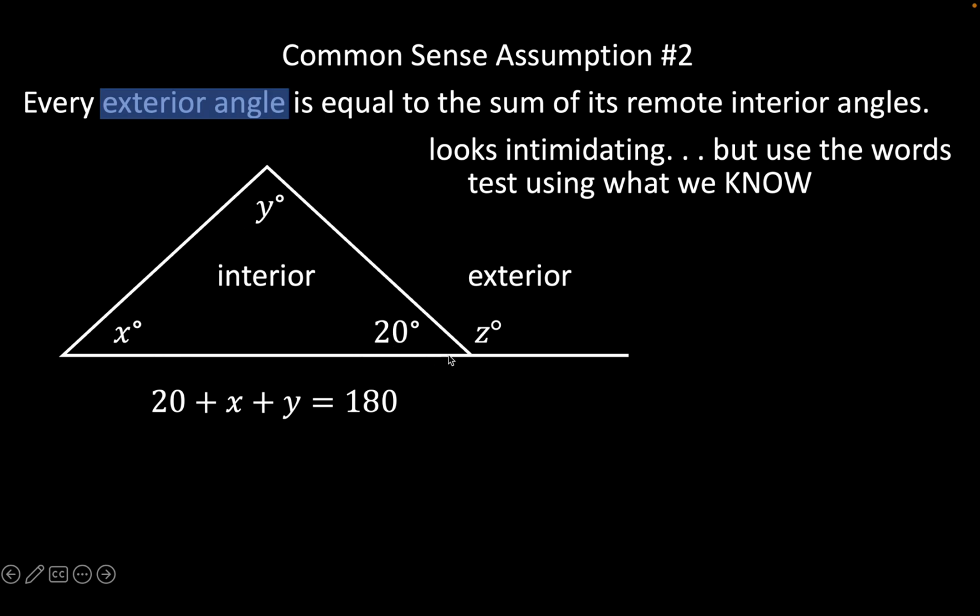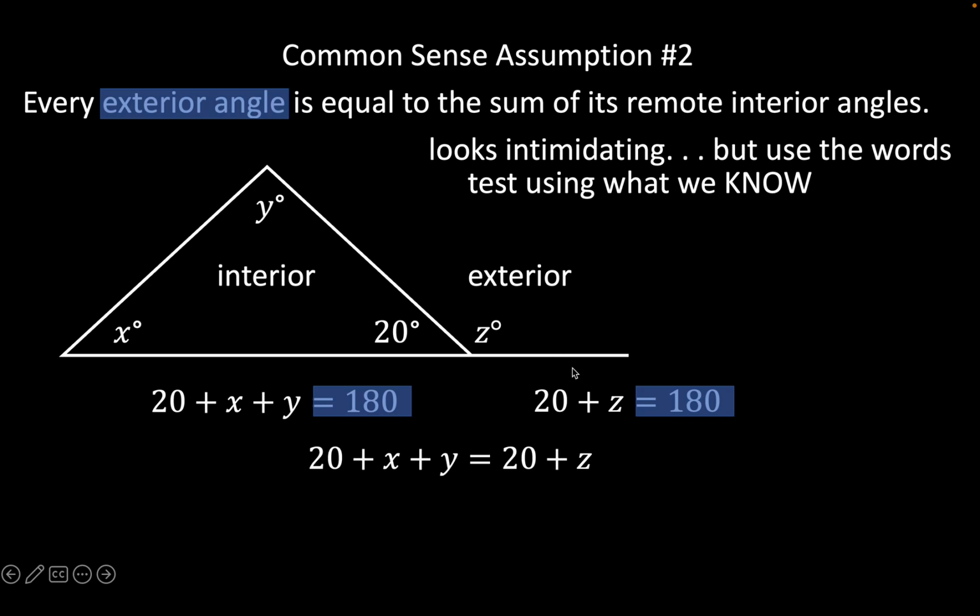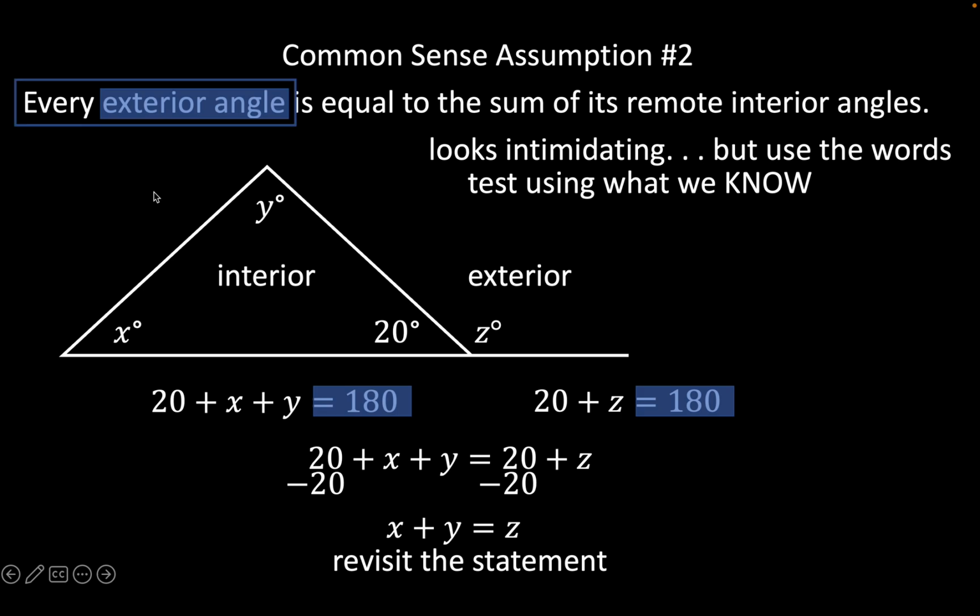Another thing we know or should know is that if there are two angles that make a straight line, they also add up to 180. Well, using connections here, both of these things equal 180, which means both of these things have to be the same. If we algebraically subtract 20 from both sides, 20 goes away over here, 20 goes away over there, and what we have left over is x plus y equals z. Well, revisit the statement. It says every exterior angle. Well, your exterior angle is z, and so there is your z.